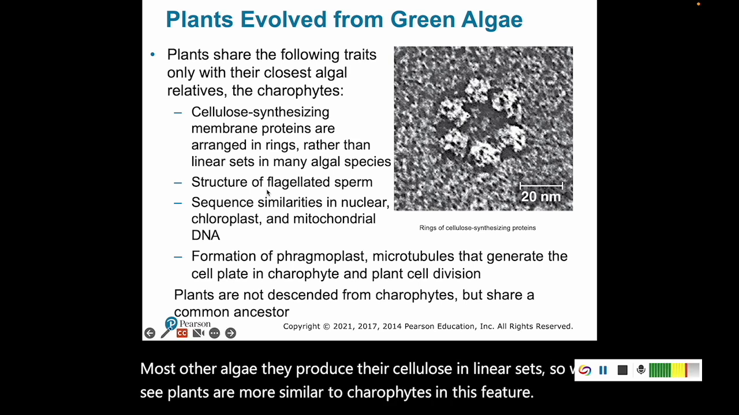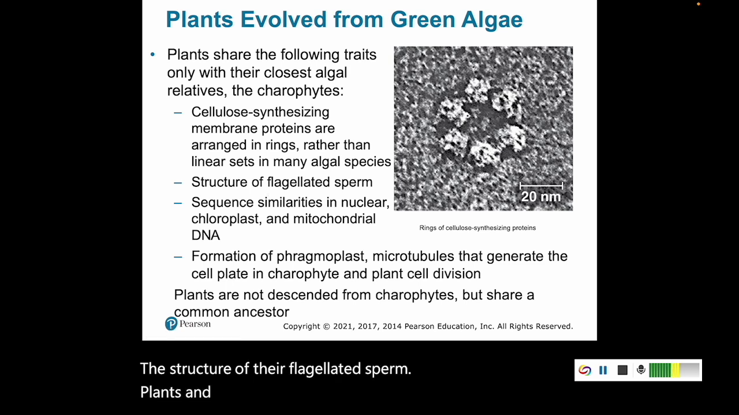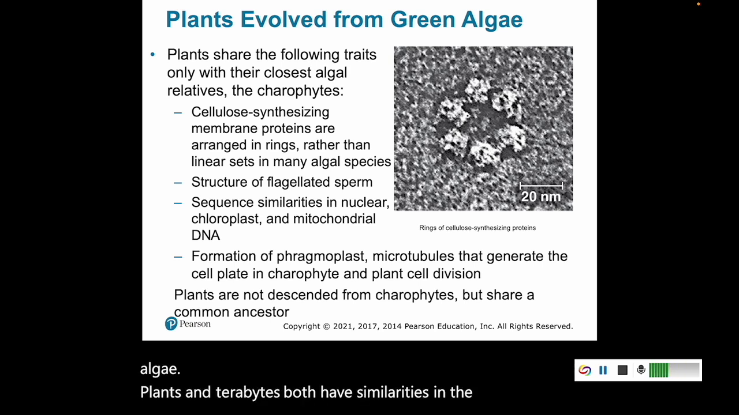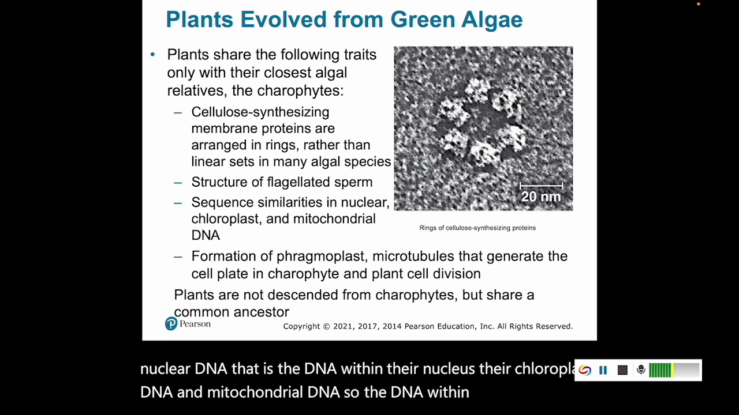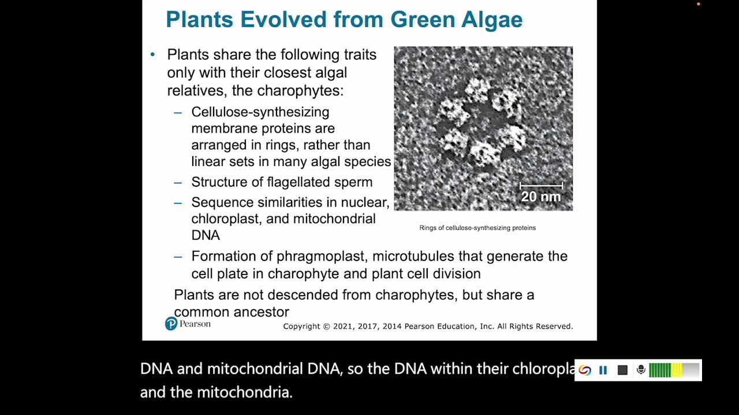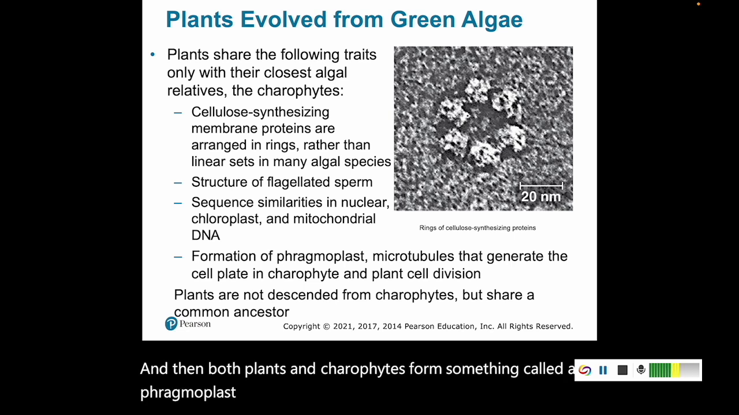In the structure of their flagellated sperm, plants and charophytes have more similar structure than to the other algae. Plants and charophytes both have similarities in the sequence of their nuclear DNA, that is the DNA within their nucleus, their chloroplast DNA, and mitochondrial DNA, so the DNA within their chloroplast and the mitochondria. And then both plants and charophytes form something called a phragmoplast, which are microtubules that create the cell plate in cell division for both charophytes and plants.